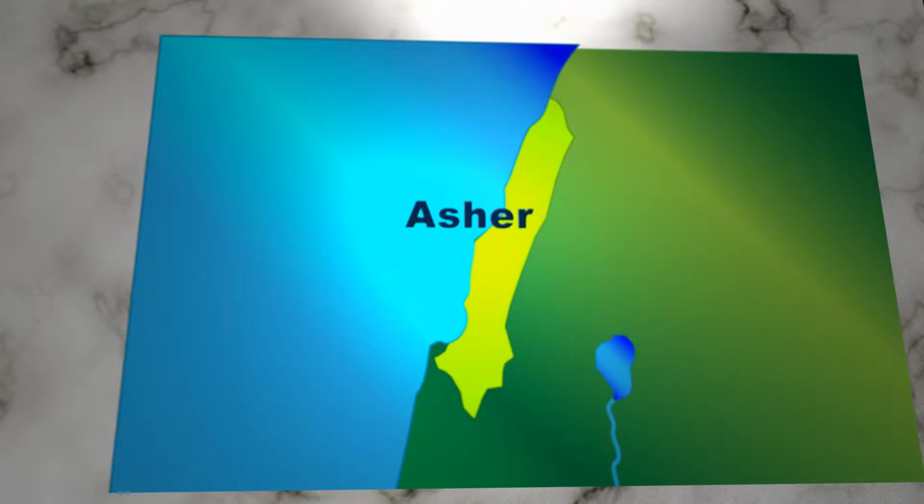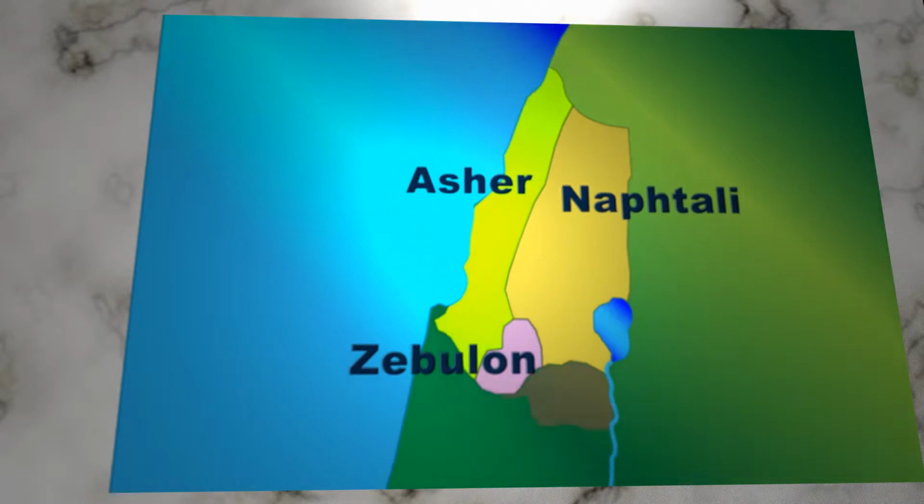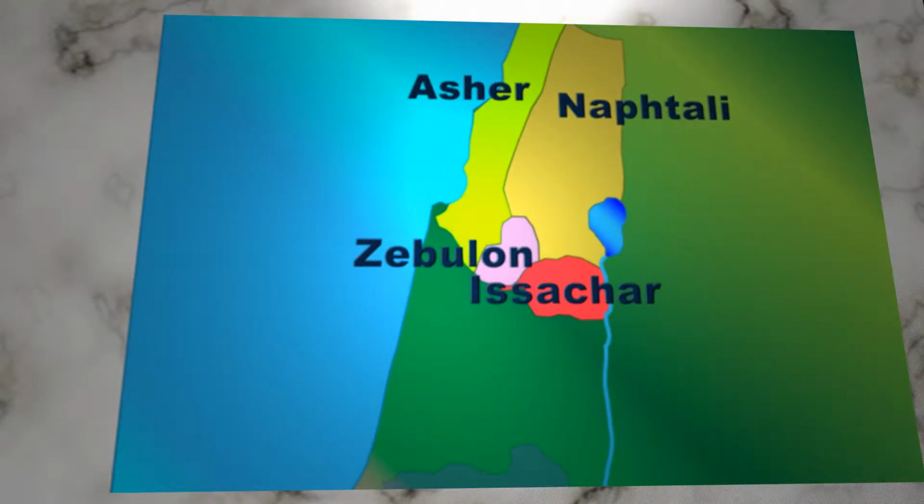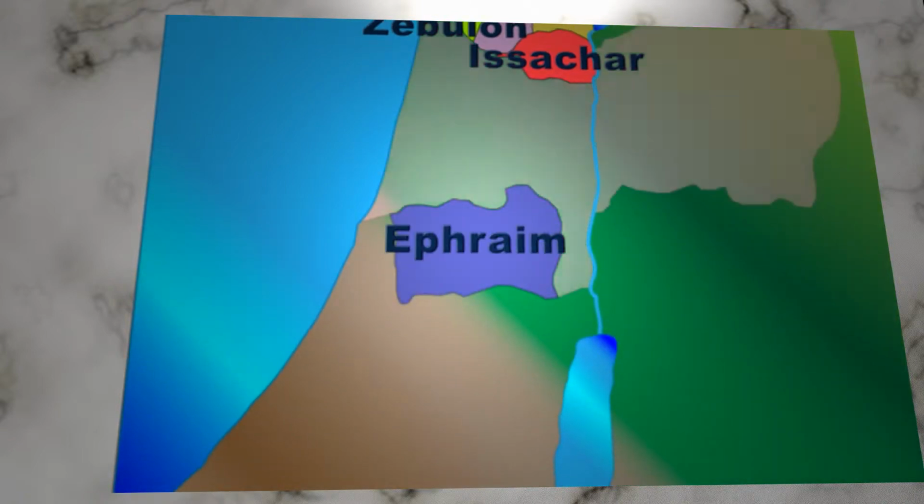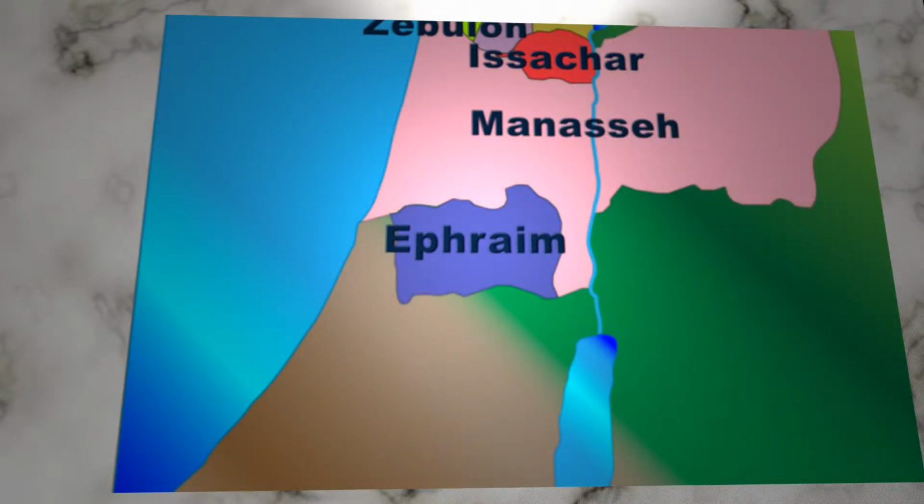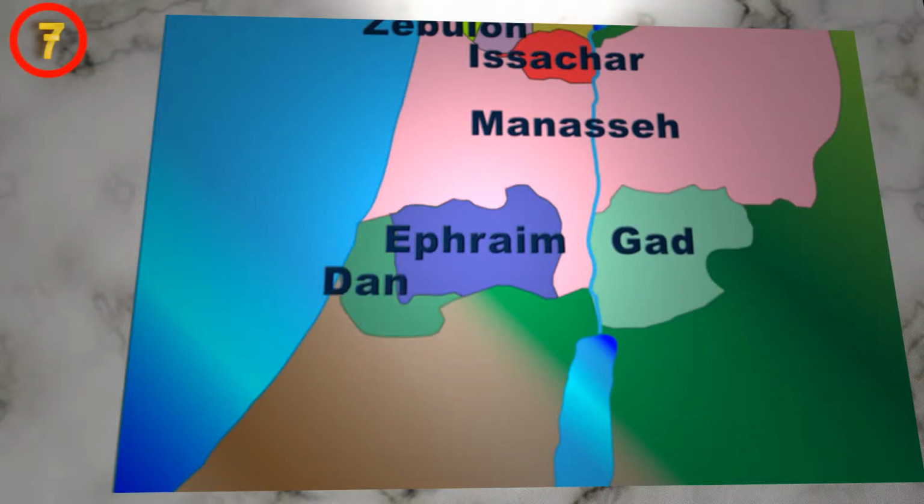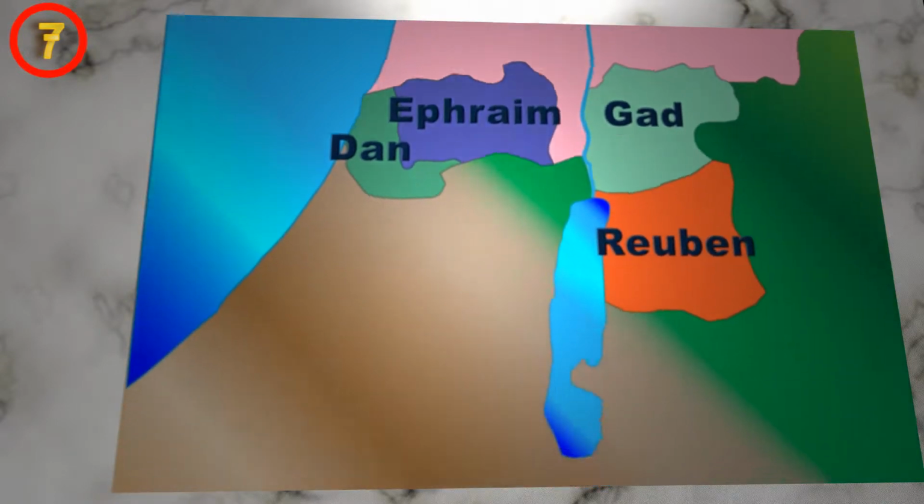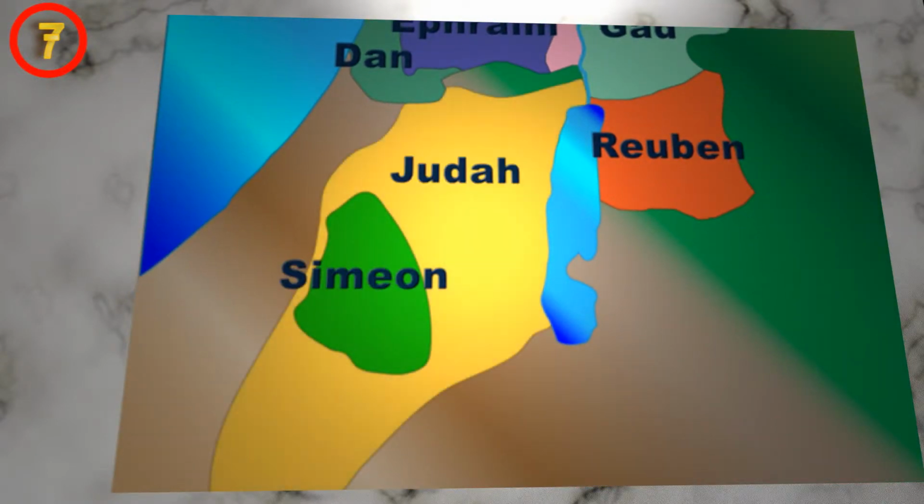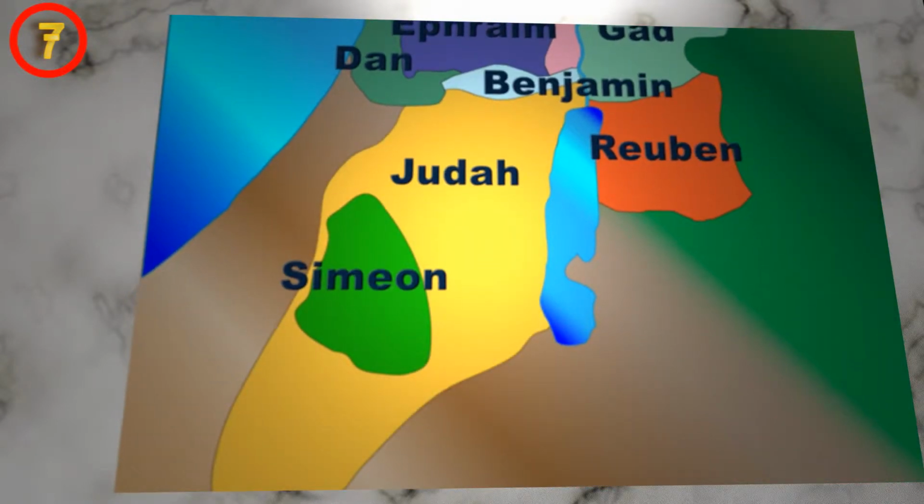Asher, Zebulun, Naphtali, Issachar. The sons of Joseph became 2 tribes, Ephraim and Manasseh. Manasseh's inheritance was on both sides of the Jordan River. Gad, Dan, Reuben, Simeon, Judah, and Benjamin.